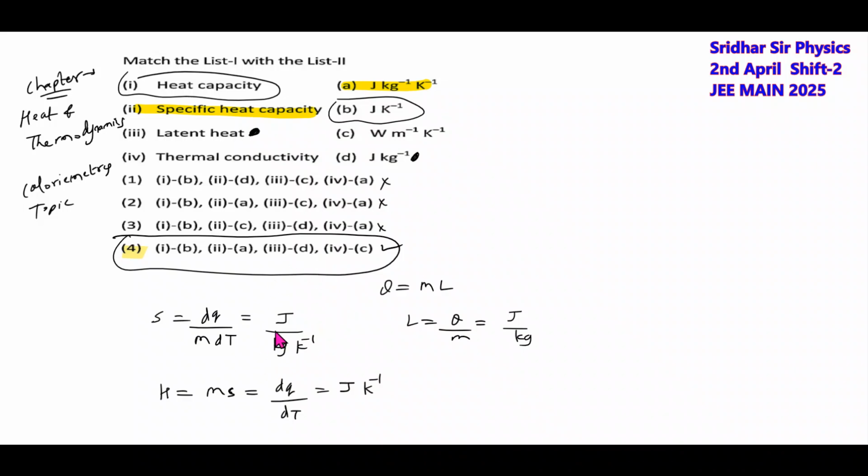The definitions, just formulas, definitions. You must know thermal conductivity, already you know that one. Thermal conductivity: dQ by dt equals K A times temperature difference by L. dQ by dt will be watt, A is meter square, temperature difference in Kelvin by meter. So the unit for thermal conductivity will be watt per meter per Kelvin.